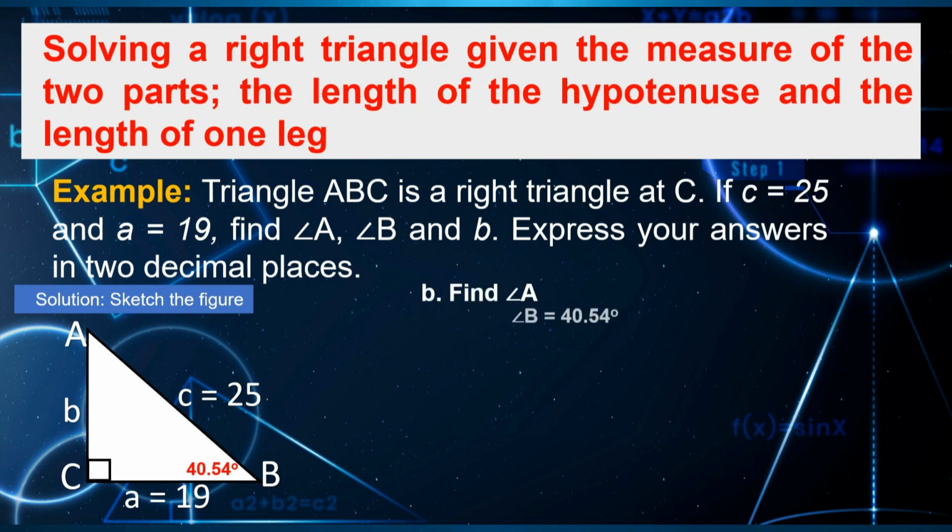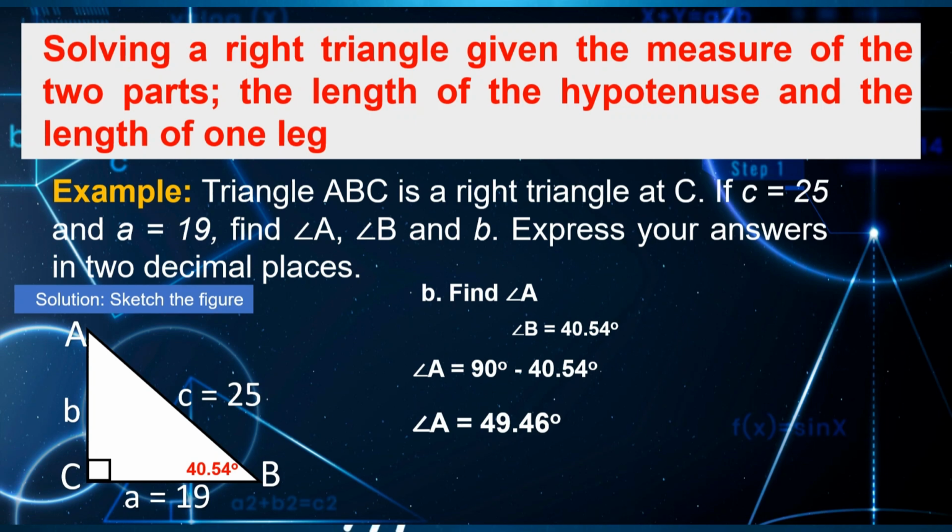So find angle A. We have already the value of angle B. Angle B is equal to 40.54 degrees. So we have angle A is equal to 90 degrees minus 40.54 degrees. Angle A is equal to 49.46 degrees.